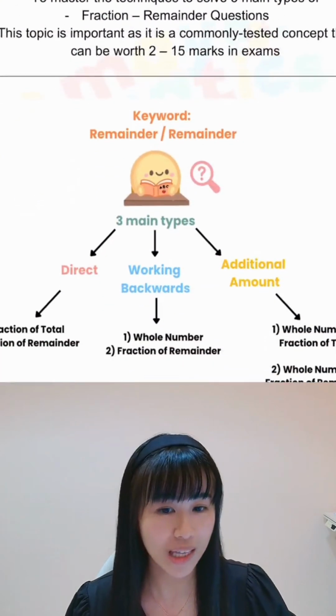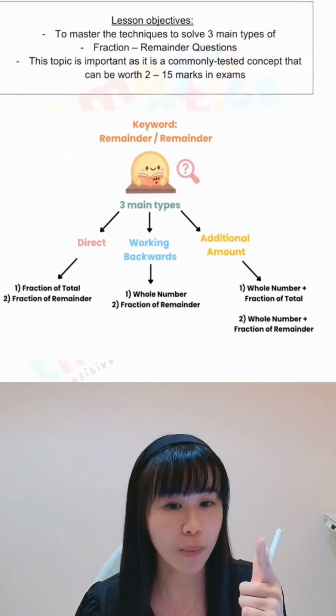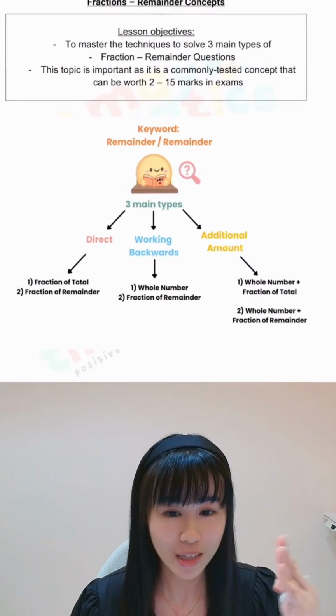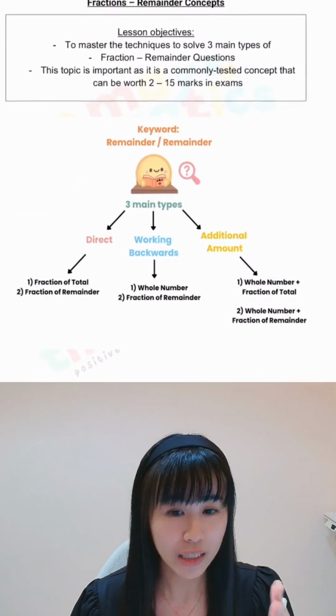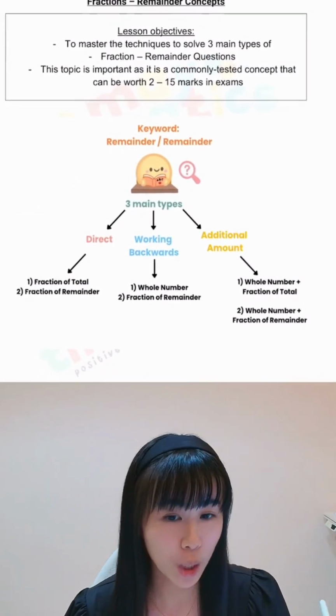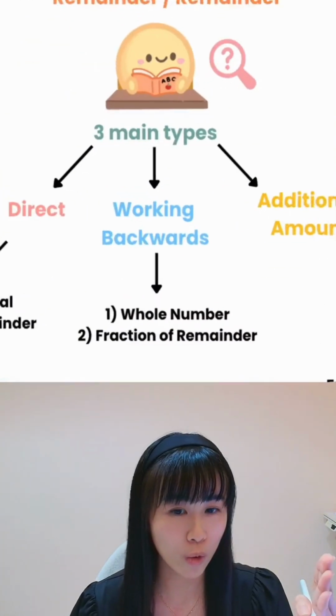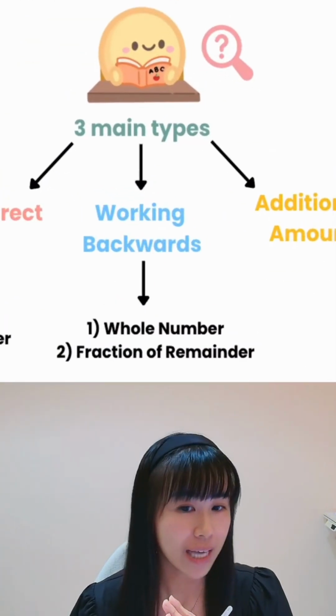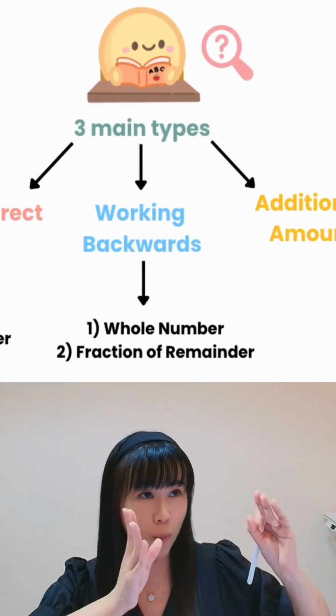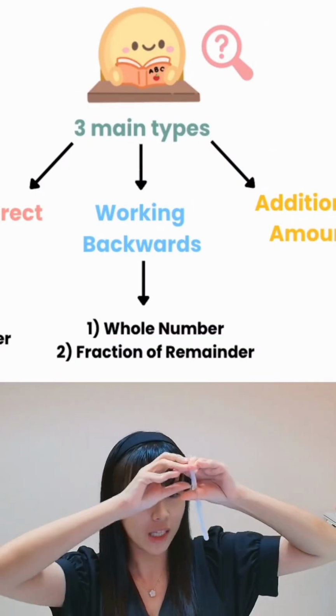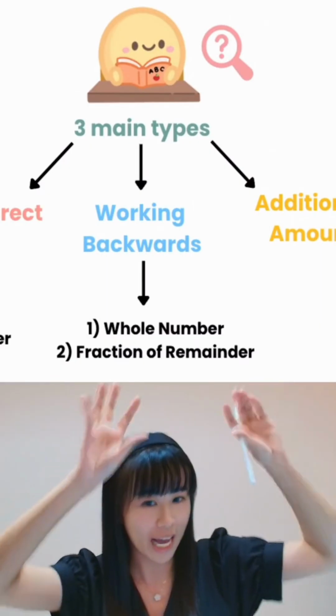The 3 main types I would say are direct, working backwards, and additional amount. Just now, the one that we were doing was working backwards. That's why we have the drop-down model with parts, then after we finish the drop-down model, we go upwards. This is working backwards.